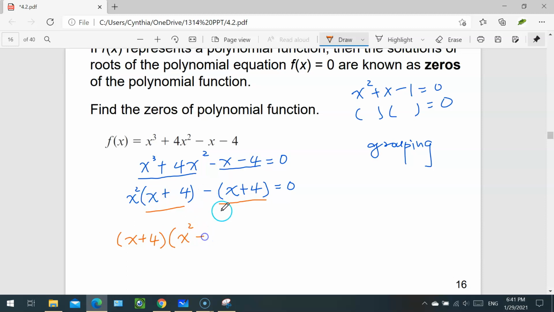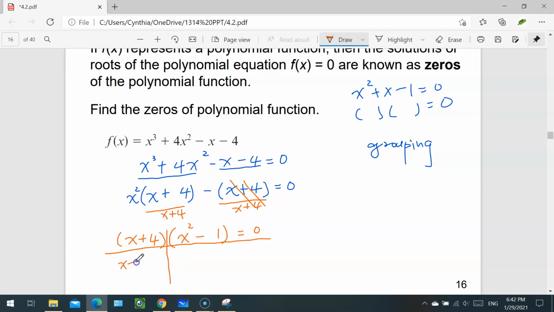minus x plus 4. It has been brought to the outside already. So the second term here, everything reduced, but you still have the 1, right? This is a 1, so minus 1, you close it, so that equals 0. Now from here, we can solve for x by using the zero factor theorem.